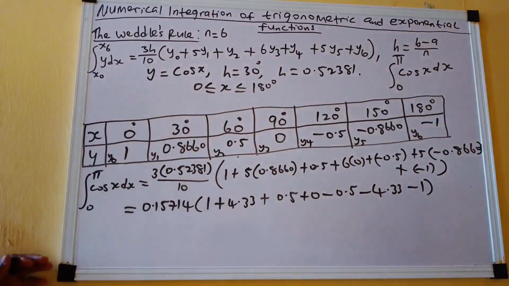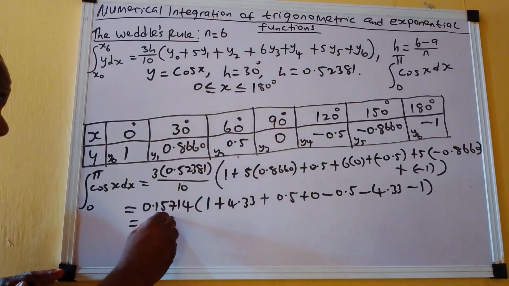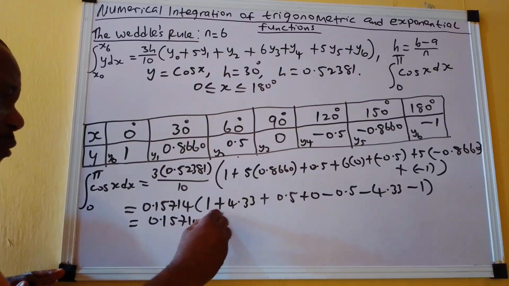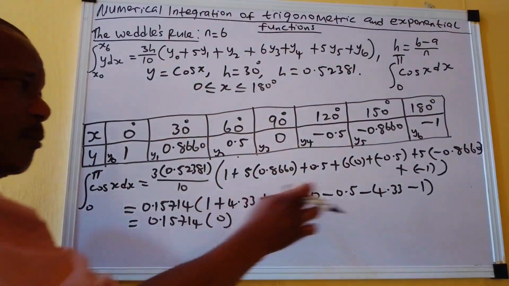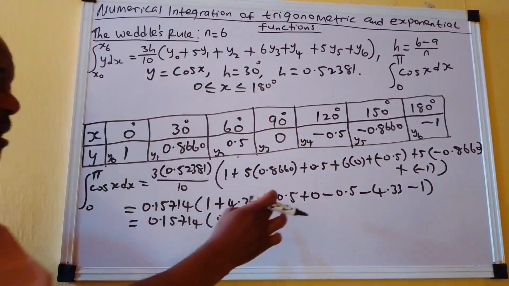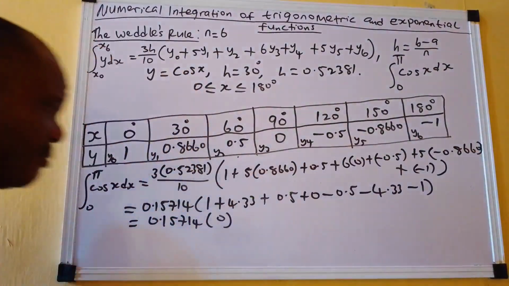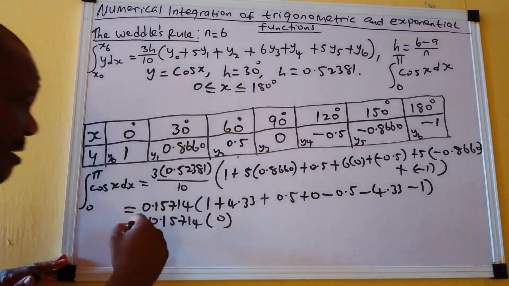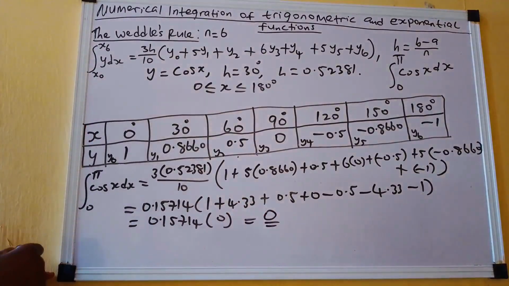So you can see we now have all this. Carrying out this arithmetic, everything here will be equal to 0.15714 into 0. Look at it: the 1 and minus 1 cancel, the 4.33 and minus 4.33 cancel, and the 0.5 and minus 0.5 cancel. So everything in this bracket will be 0. Carrying out the multiplication, this is equal to 0. You multiply anything by 0, you get 0.